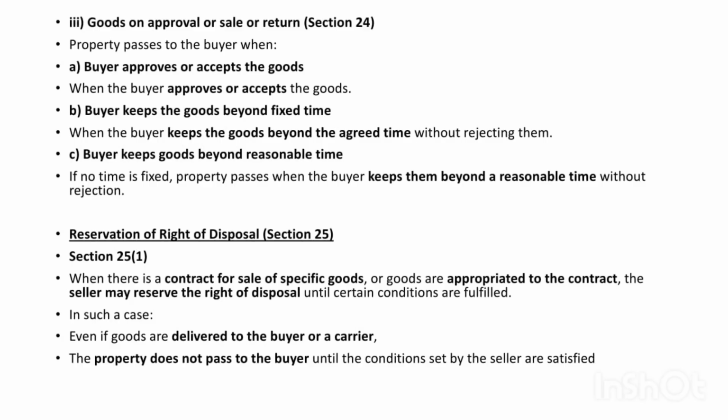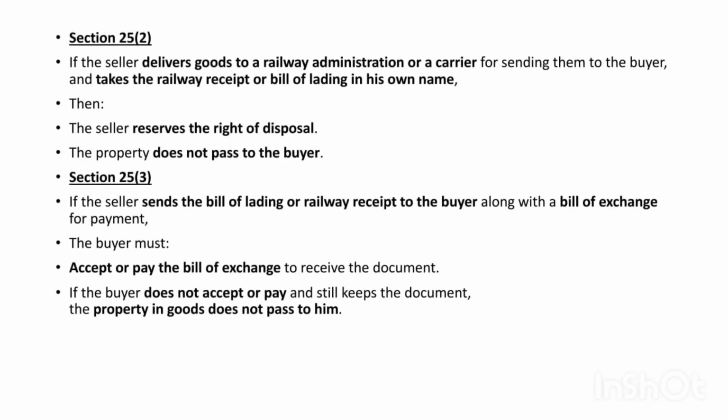Okay, then we'll move on to the next one. Railway receipt in seller's name, that is subsection 2 of section 25. Section 25 subsection 1 said the seller can reserve ownership. Subsection 2 shows how sellers do this in practice with transport documents. If the seller delivers goods to the railway administration or a carrier for sending them to the buyer and takes the railway receipt or bill of lading in his own name, then the seller reserves the right of disposal. The property does not pass to the buyer.